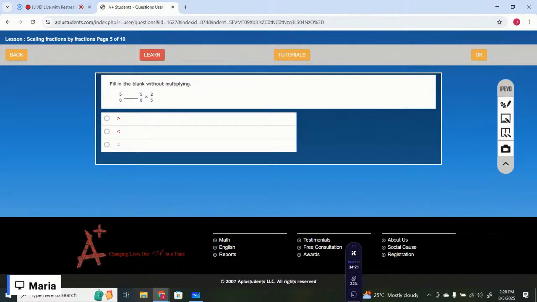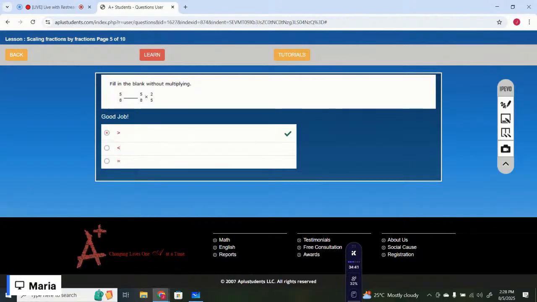Fill in the blank without multiplying. 5 by 8 and then 5 by 8 times 2 by 5. So 5 by 8 is greater than 5 by 8 times 2 by 5.